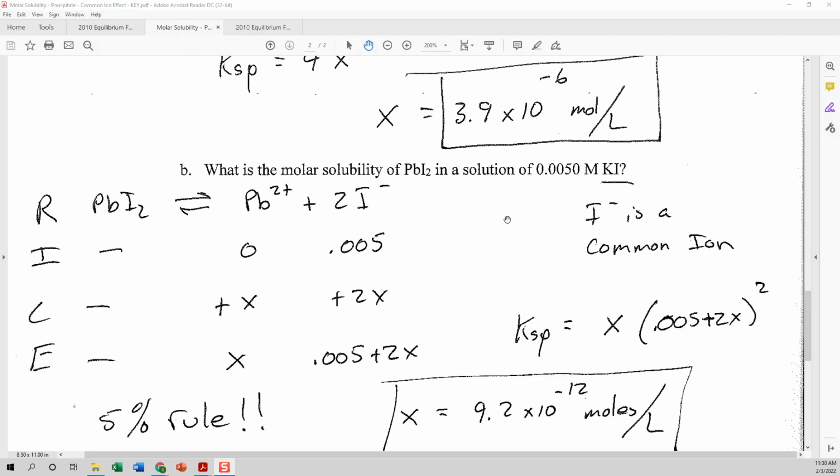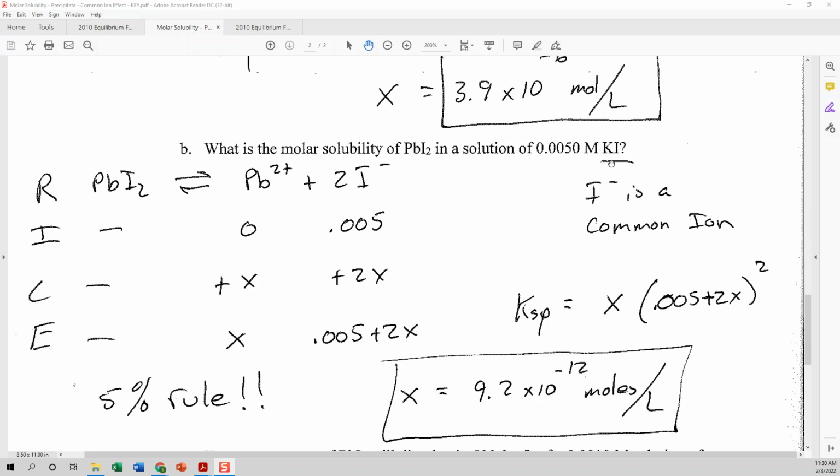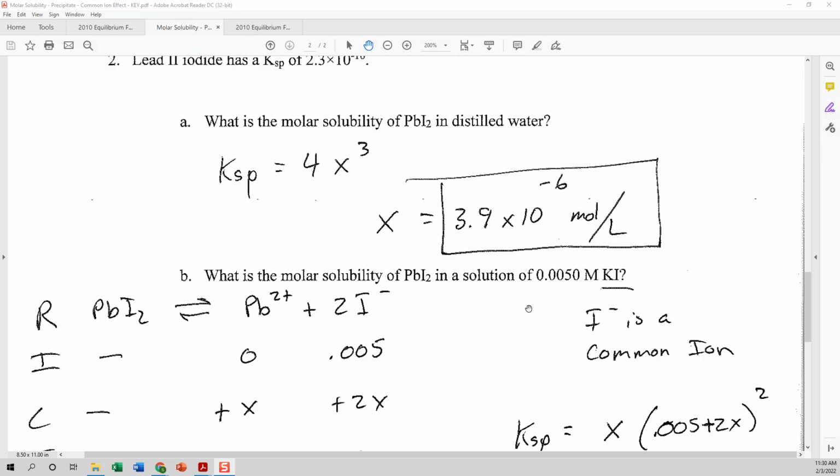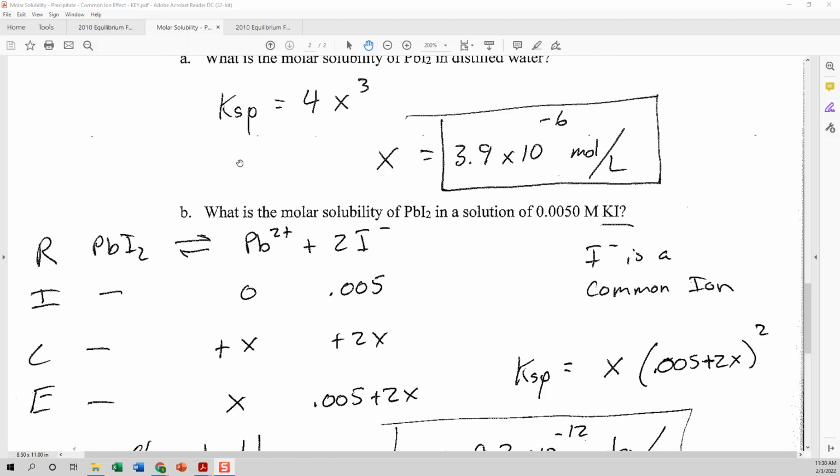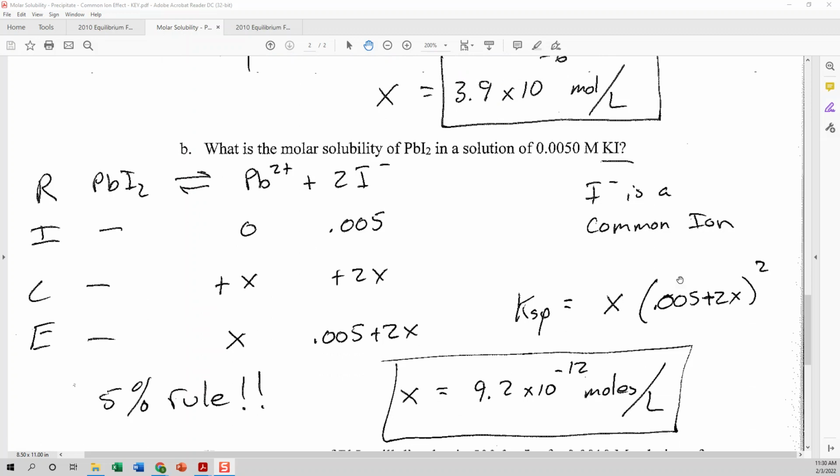But in the presence of a common ion, like here, we can't use that shortcut. The Ksp value is still that number, but now we can't say it equals 4x cubed. We have to figure out what expression it's going to equal. So we're going to set up our RICE chart. This is the equilibrium we're talking about. Before any dissolves, we don't have any lead, but we do have I minus, and we know we have 0.005 molar I minus. That's the initial concentration of I minus.